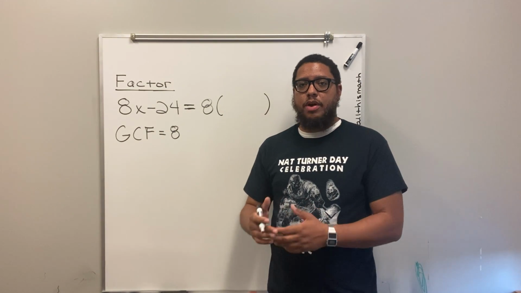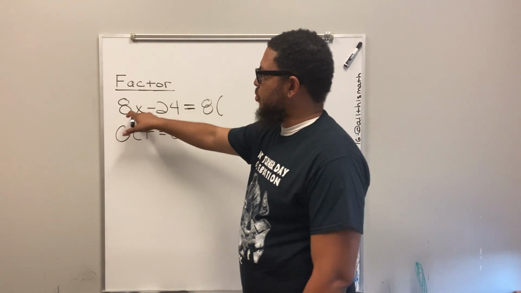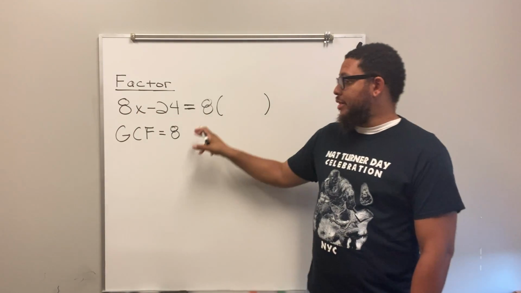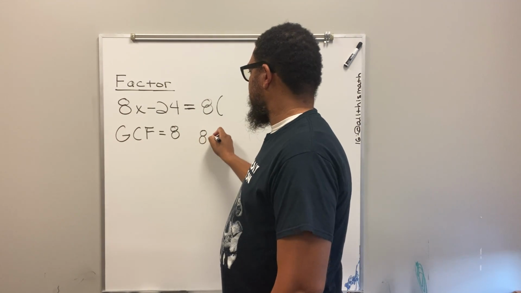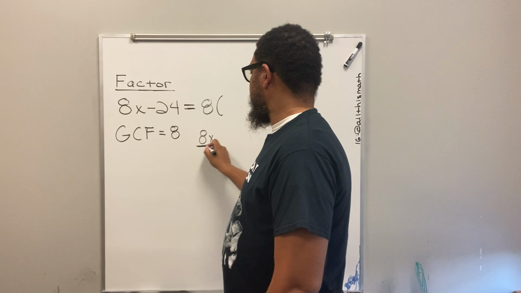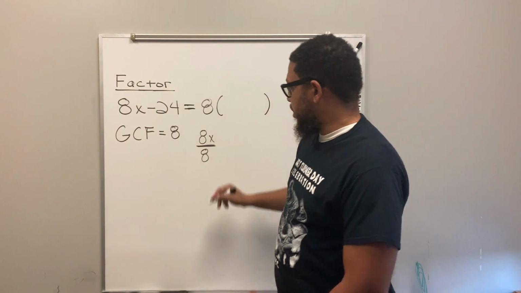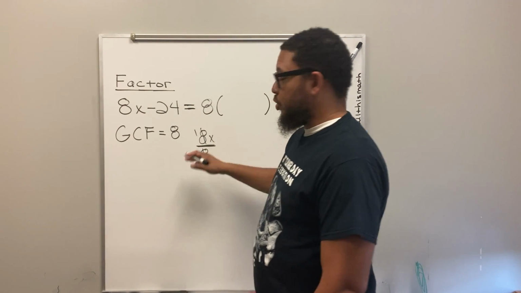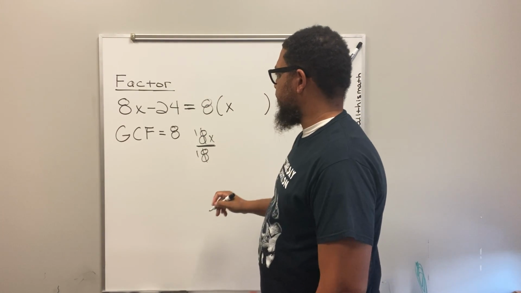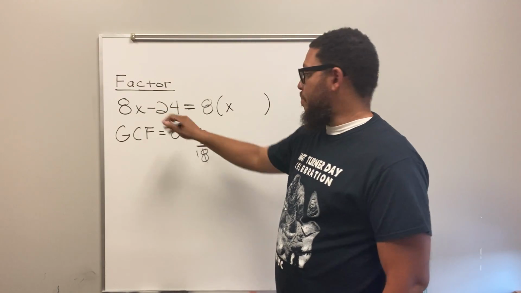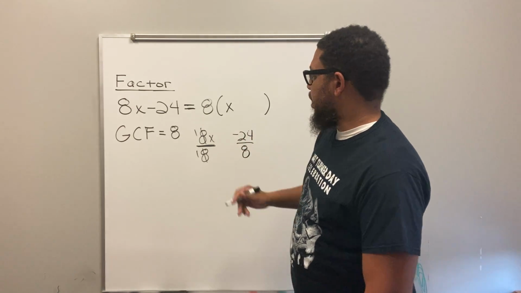Now, this is how you figure out what goes inside the parentheses. You got to do division. So you take each of these original terms and you divide them by the GCF. That looks like this. You're going to take 8x and divide it by 8. 8x divided by 8 is just x because 8 divided by 8 is just 1. So you have 1x. 1x is just x, right? And then you're going to divide the negative 24 by 8. So then you do negative 24 divided by 8.